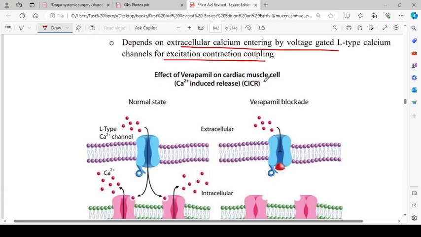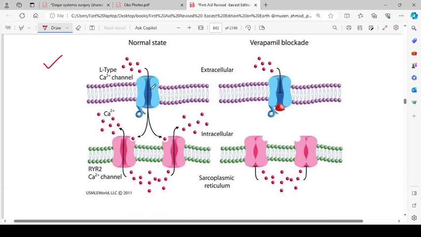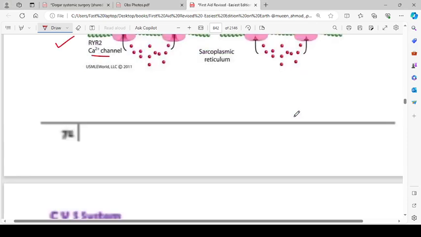So the effect of verapamil on cardiac muscle, calcium-induced release. In the normal state, calcium enters through the L-type calcium channels and stimulates the ryanodine 2 receptors, and thus the calcium will release from the sarcoplasmic reticulum into the cytoplasm. If verapamil is blocking them, the calcium will not enter, and the calcium pockets of these ryanodine receptors will be empty, and thus the calcium will not enter the cytoplasm.